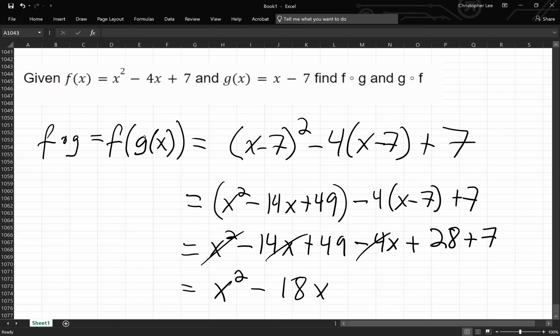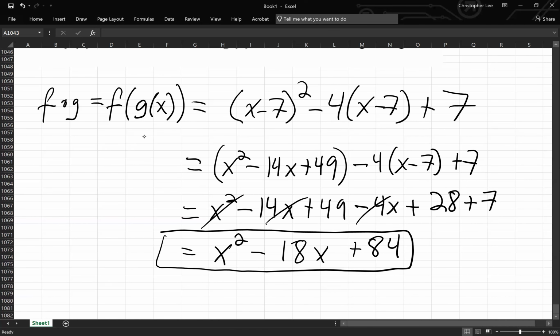What is that? 56 plus 28 is 84. Just add the numbers together, and that's it. All right.